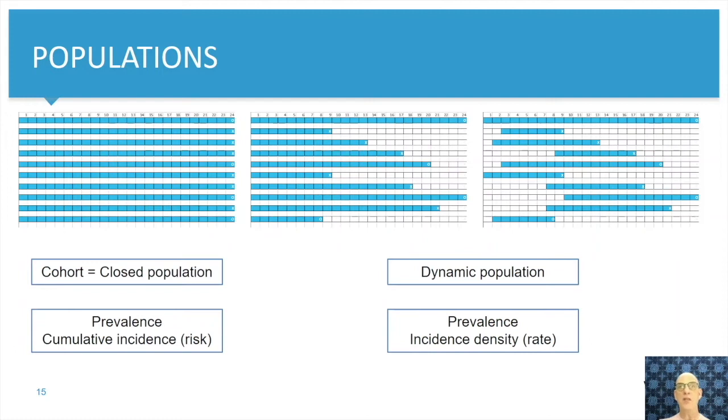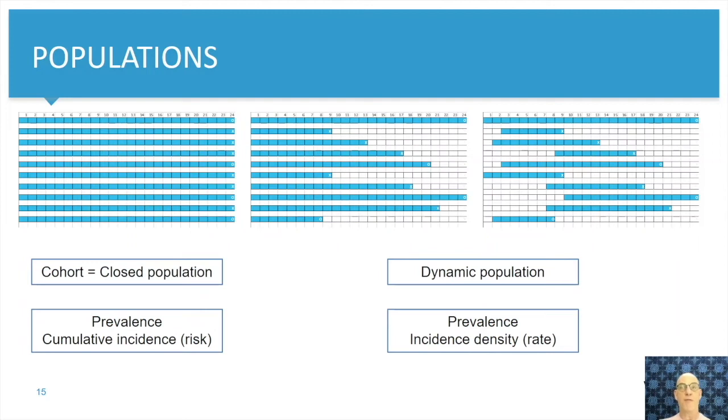We can always calculate prevalence. We can always say how many people are diseased or are having the outcome at a certain point of time, even if that certain point in time is part of a much larger follow-up. The question whether that makes sense is something else.